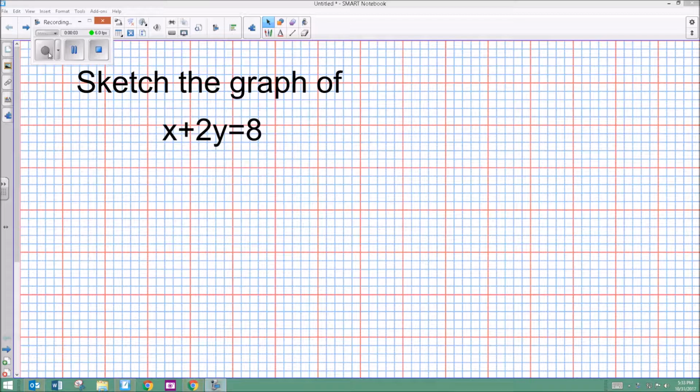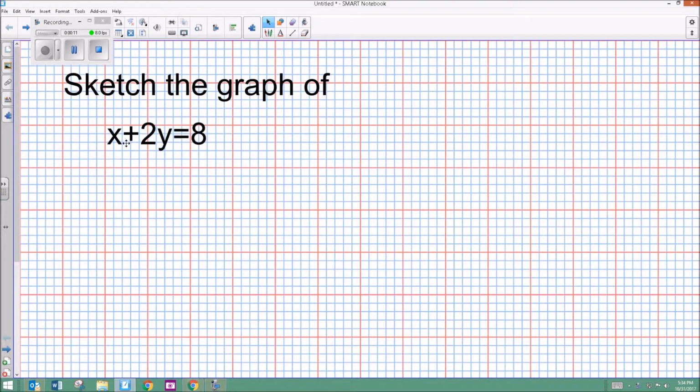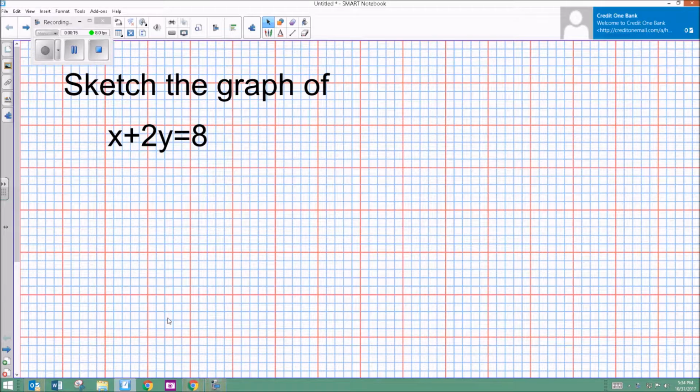Let's say that we wanted to sketch the graph of x plus 2y equals 8. Notice that this x plus 2y equals 8.